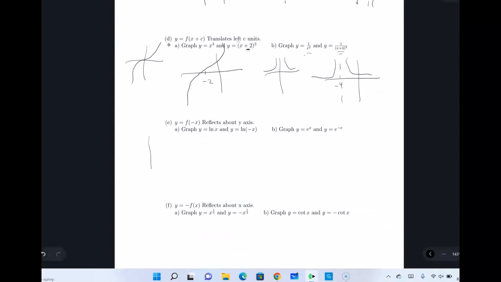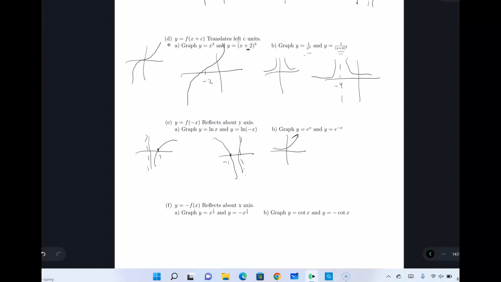Right, ln of x, you know, looks like this. It's really important, you know, the asymptotes there, and there's 1. So it's going to reflect it across the y-axis. So this graph will be like this. Still has an asymptote there, crosses at -1.